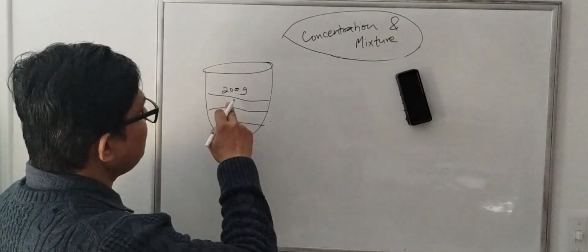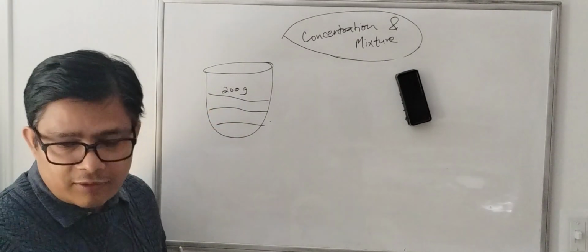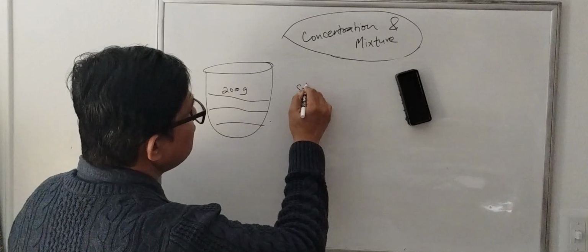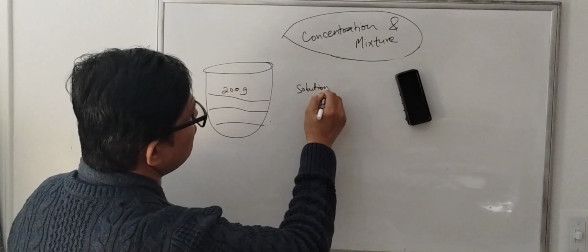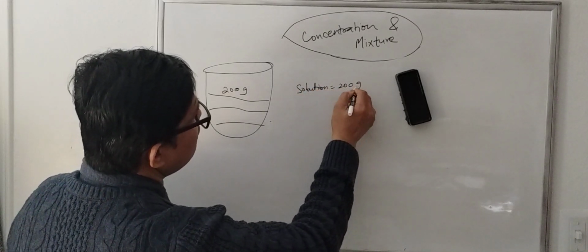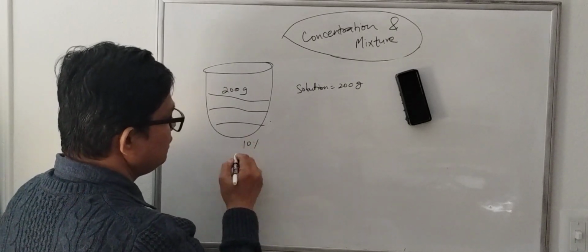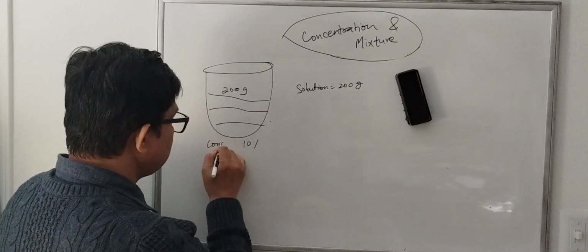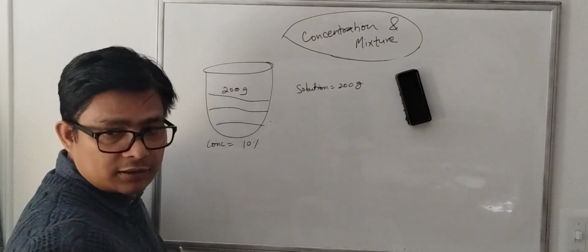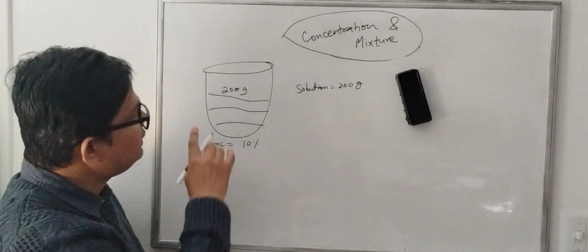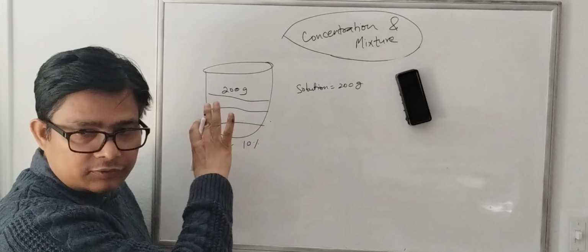Again, let's say I will use the same, this time 200 gram of the solution. So the solution is 200 gram and the initial concentration is 10%. So concentration is 10%. So I can easily find how much sugar. This is again sugar eating. Let's go back to the sugar eating.